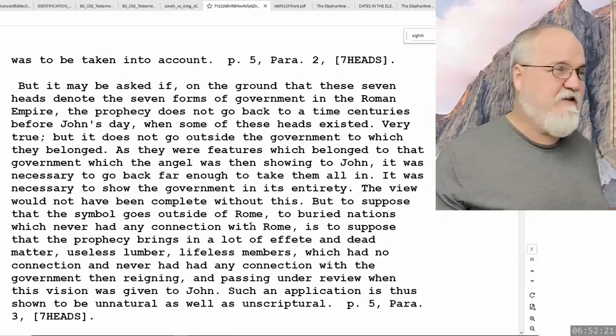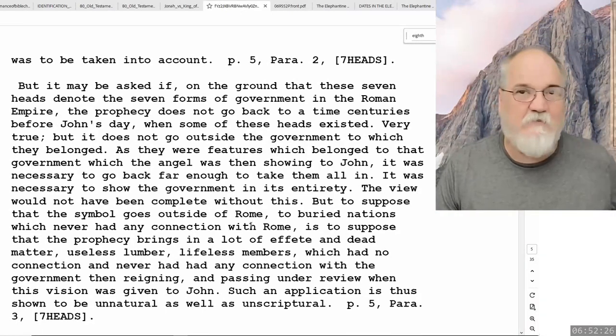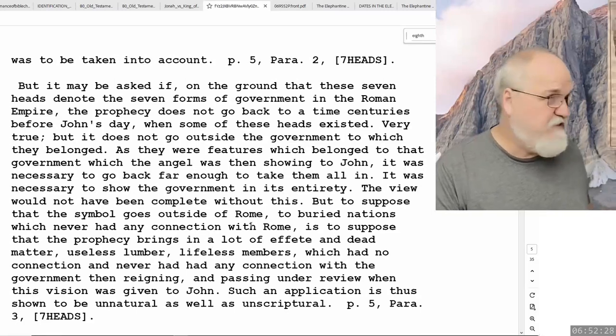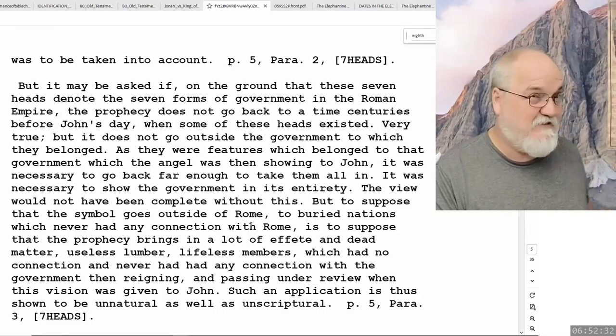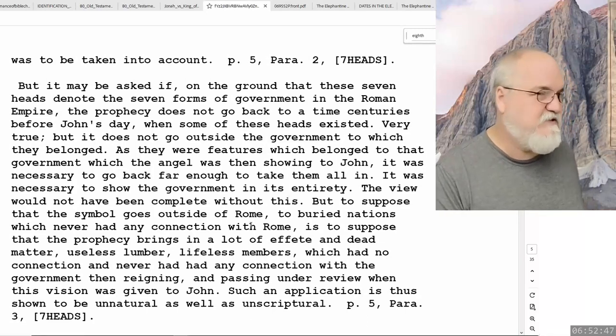So it says it may be asked if, on the ground that these seven heads denote the seven forms of government in the Roman Empire, the prophecy does not come back to a time centuries before John's day when some of these heads existed. Very true. But it does not go outside the government to which they belonged, as they were features which belonged to that government which the angel was then showing to John. It was necessary to go back far enough to take them all in. It was necessary to show the government in its entirety.